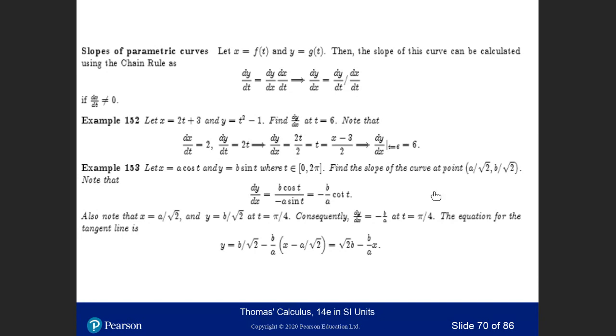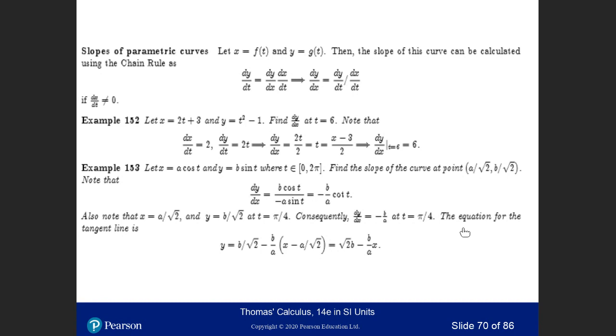At x equal to a over square root of 2 and y equal to b over square root of 2, that means t is equal to pi over 4, because at pi over 4, cosine and sine are equal. So you have minus b over a cotangent t. If you take cotangent of pi over 4, that's equal to 1. So dy/dx is minus b over a at t equal to pi over 4.